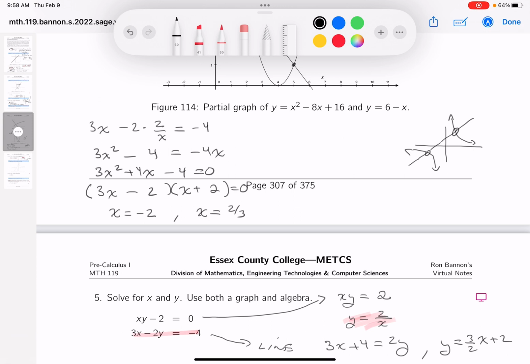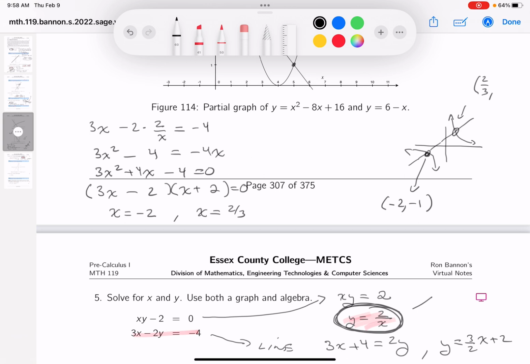So I think I know the points. I'll put them down over here. The point here is where x is minus 2. And what's the y going to be? I'm going to look at this equation over here because it's the simplest thing to look at. You get 2 divided by minus 2, which is minus 1. For the other point, x is 2/3, and I'm going to plug it in.